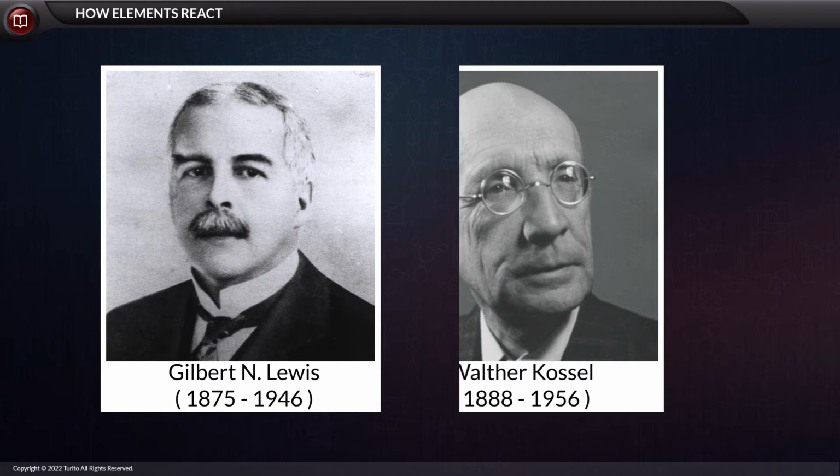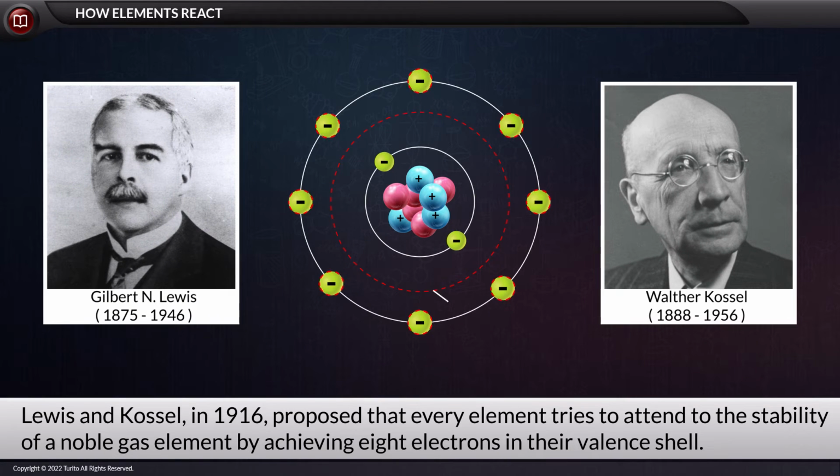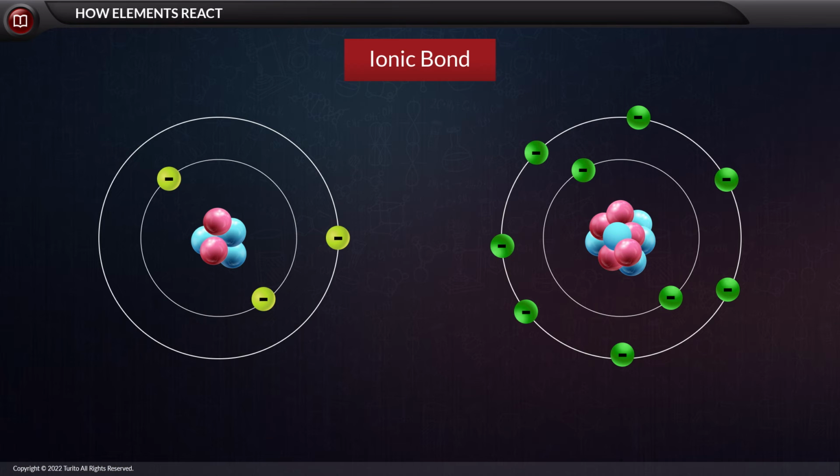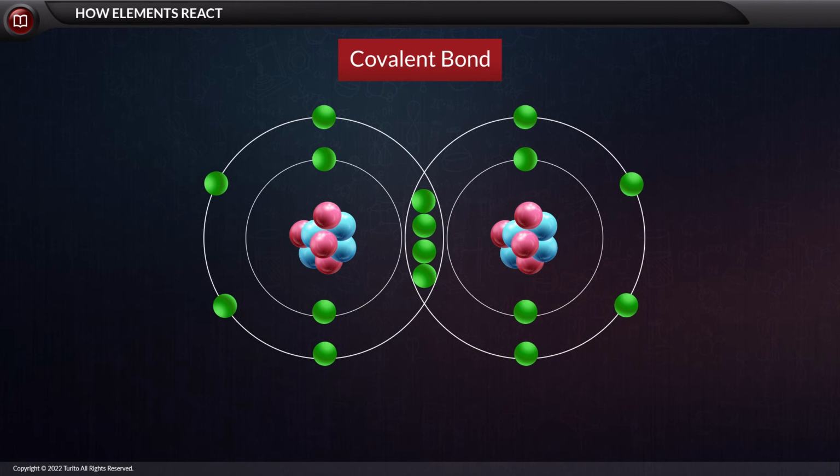There were two scientists named Lewis and Kossel. In 1916, they proposed that every element tries to attain the stability of a noble gas element by achieving 8 electrons in their valence shell. The achievement of an octet is possible either by the transfer of electrons or by the sharing of electrons.